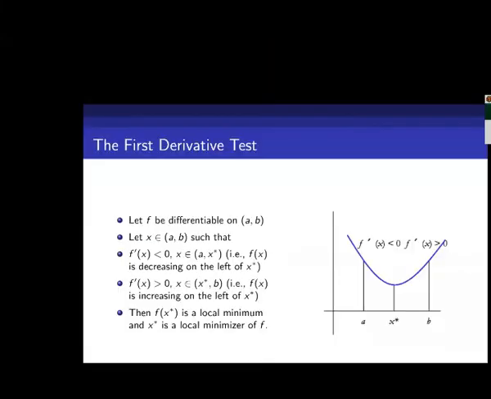On the other hand, if we have points between a and x star, suppose this is x1, this is x2.